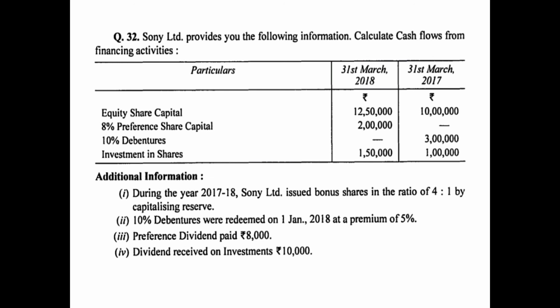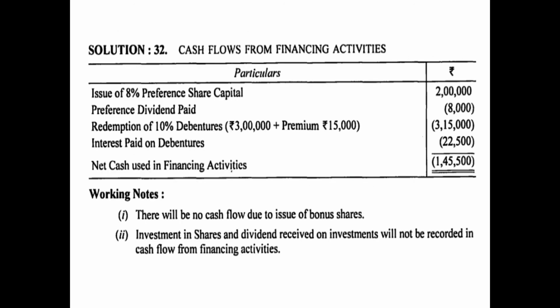Now let us quickly look at the solution. The first point, cash flows from financing activities. The first item is the issue of 8% preference share capital, that is 2 lakh. Then preference dividend paid, already given in the question, it is an outflow, therefore we have deducted 800. And preference share capital, when issued, the cash is coming in, there is a cash inflow, therefore 2 lakh has been added, and 8,000 is dividend paid on preference shares, and that's why it is a cash outflow, and therefore it is being deducted.